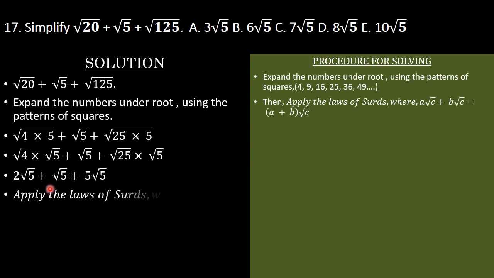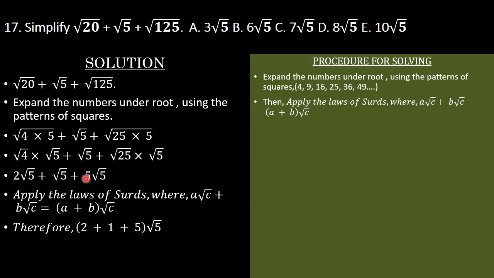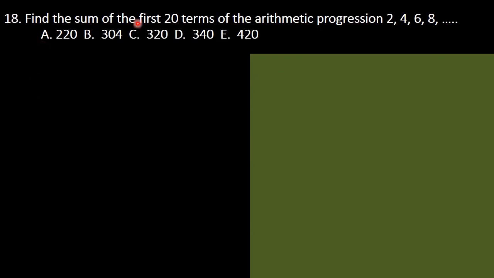Then we apply the laws of surds, where a root c plus b root c is equal to (a plus b) root c. Now we have the values under the roots in common. We are going to have 2 plus 1 plus 5 root 5. Therefore, our answer is 8 root 5. Question 18. Find the sum of the first 20 terms of the arithmetic progression 2, 4, 6, 8. Let's check the procedure for solving this.